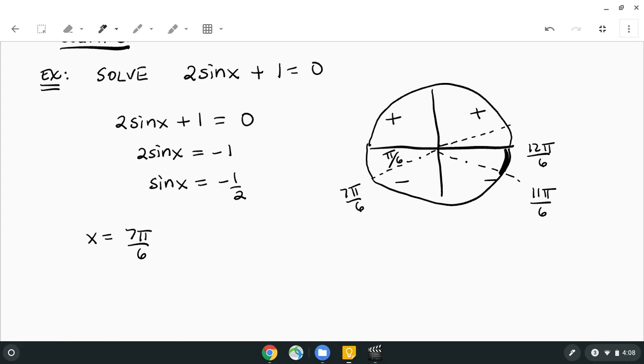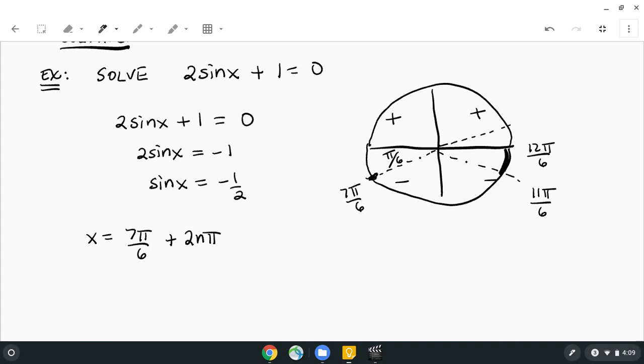Then any angle that lands there, full circle. If I add 2 pi, I will land here again, add another 2 pi, land here again, add another 2 pi, land over here. And whatever angle we have there, the sine of that angle will be -1/2. So we have more than one answer. We have infinitely many, so there's no possible way to list all of them individually. So we just say 7 pi over 6 plus any number of 2 pi.